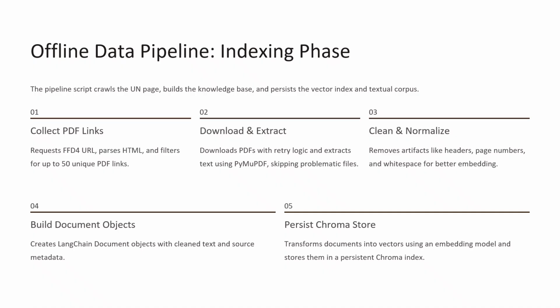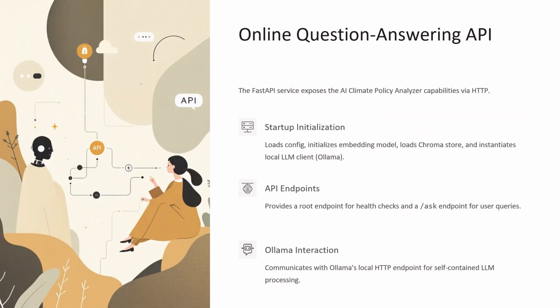Then we have the persist Chroma store. These documents are then converted into vector embeddings using the specified sentence transformer model. So after this phase completes, we effectively have a climate policy knowledge base that we can query semantically.